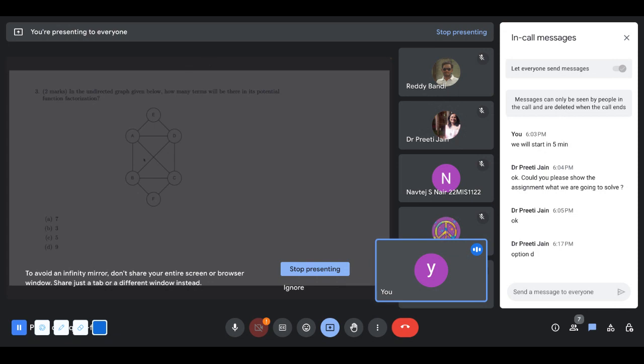Okay, so in this graph, how many terms will be there in its potential function factorization? So potential function factorization is nothing. Let me try to do this. A, B, C, D, E, F. Right? Okay.